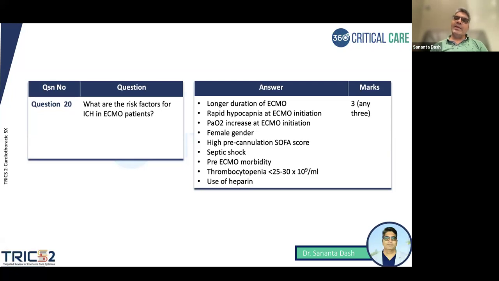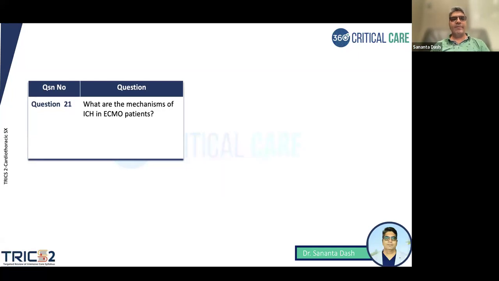But these are all from non-randomized studies where they look at patients on ECMO who had intracranial hemorrhage and did some analysis, like a multivariate analysis, to find out the risk factors for intracranial hemorrhage.